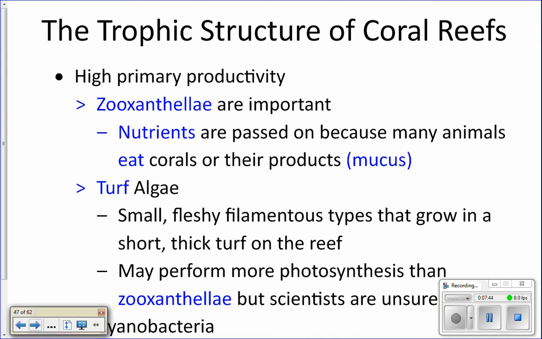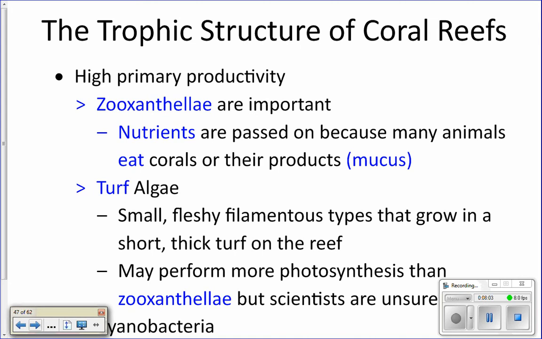Corals also produce mucus. The corals will produce that mucus with the energy that they get from the zooxanthellae, and then things eat the mucus off the coral. Okay, and so energy will get passed up the food chain from the zooxanthellae that way as well.